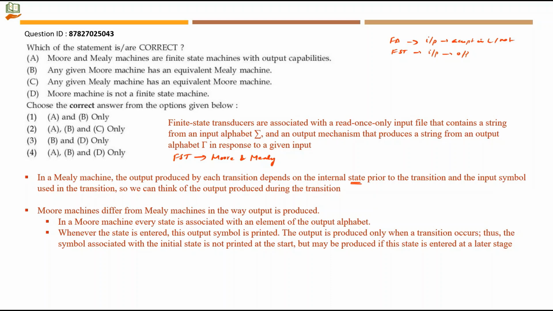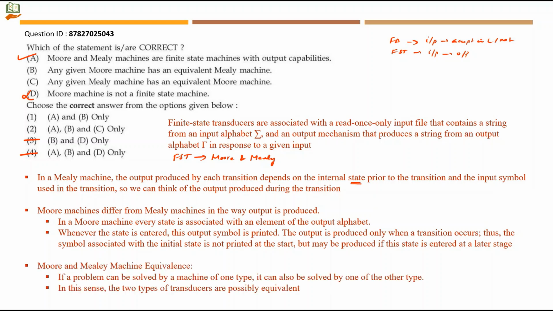Moore and Mealy machines are finite state machines. Of course, they are finite state machines with output capabilities. It is absolutely right. So, A is included. We'll go to the fourth point. A Moore machine is not a finite state machine. This is actually contradicting statement A. D is false. And both these options can be ruled out.